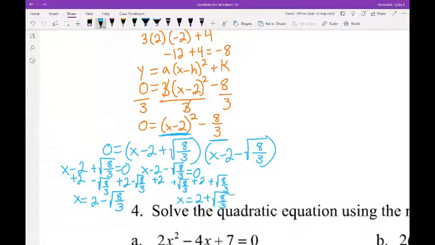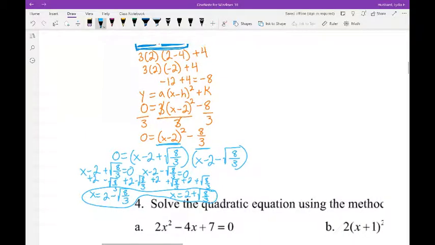If we could, we would simplify that denominator, but sadly it doesn't simplify. You also could have written this as 2 plus or minus the square root of 8/3. Just make sure that that square root covers both the 8 as well as the 3. And so that would be our answer.